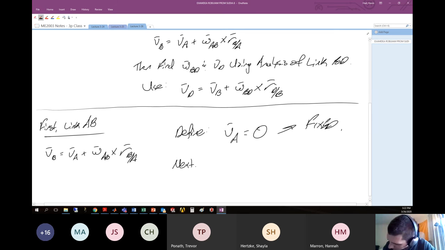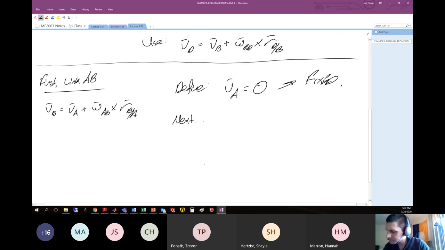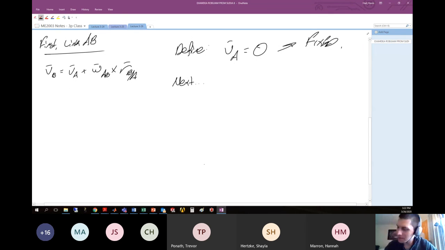Next, we might want to define the angular velocity vector omega AB. This is the angular velocity that we're given in the problem. We're told it's 2,000 RPM, and we're told that it's clockwise.